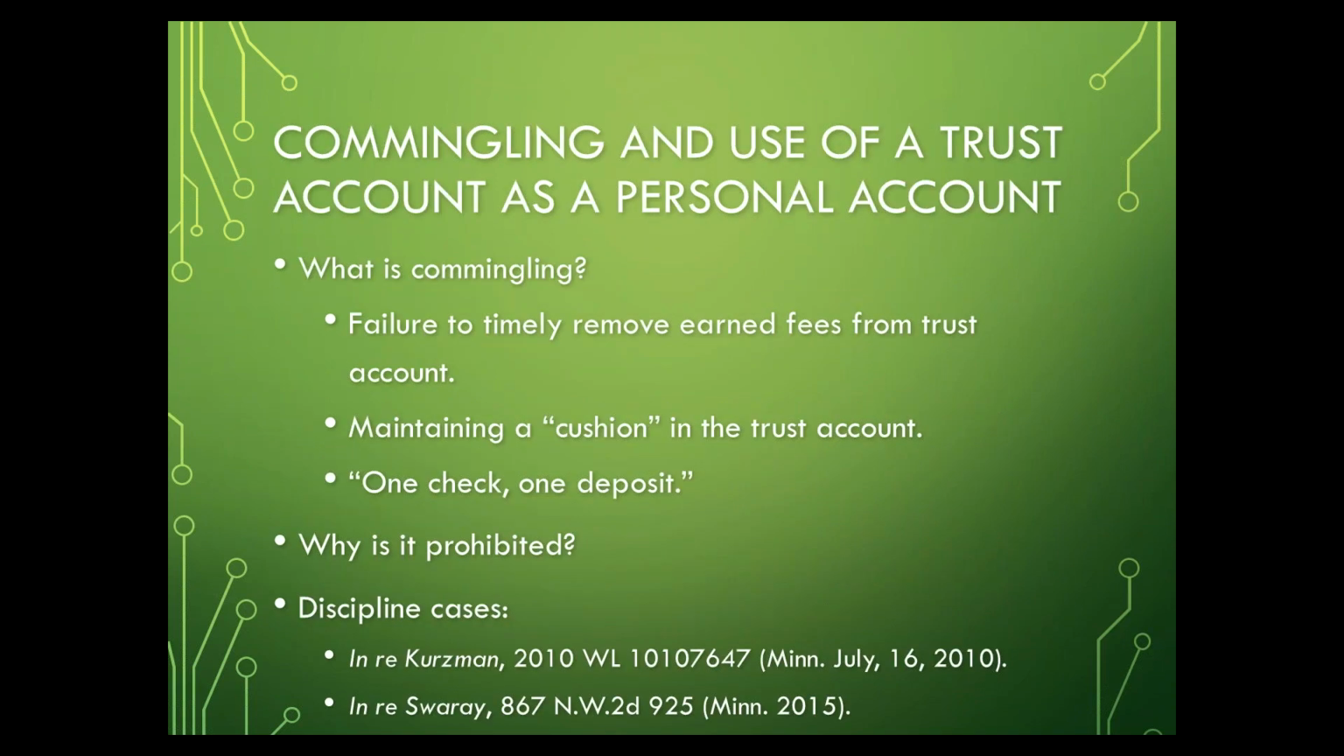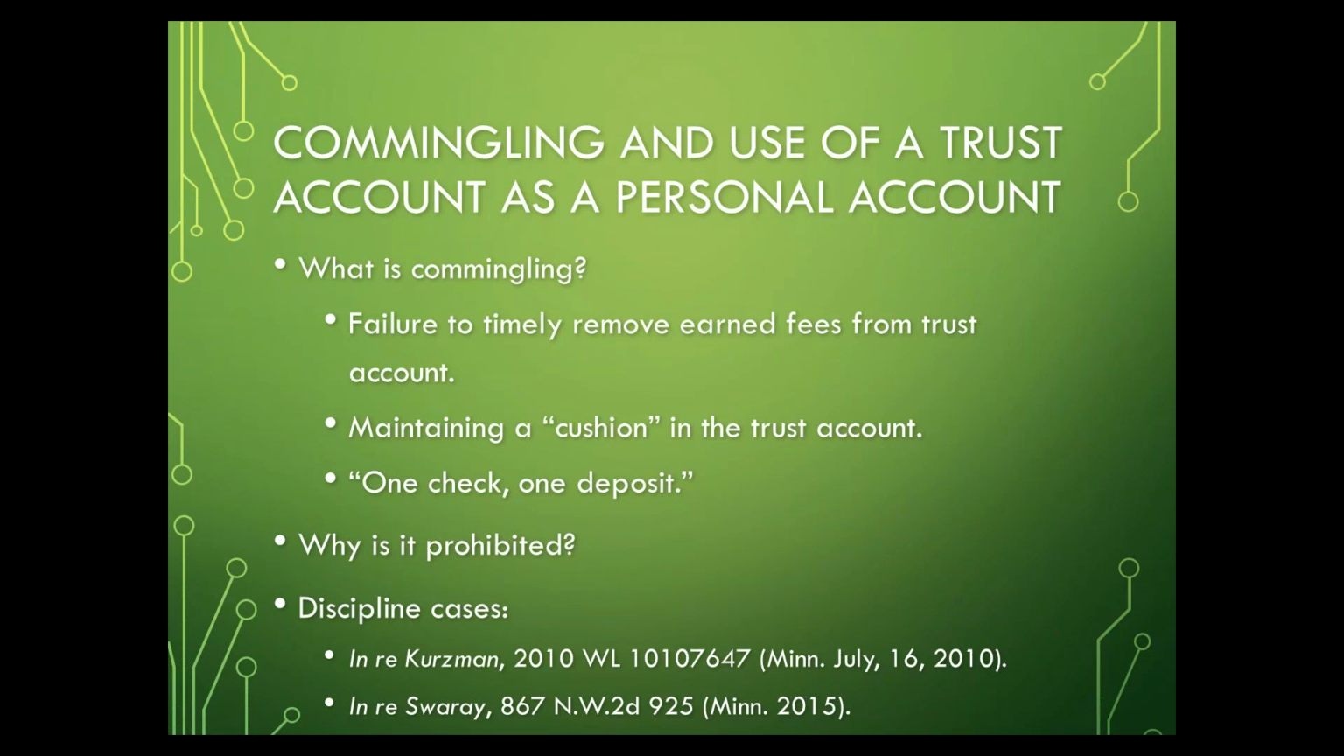Commingling is also a significant issue, and it can happen a number of ways. And it results in public discipline, and it can result in significant public discipline. One way is by having your personal funds in the trust account. The second way is by failing to remove earned fees from the trust account. The third is by having a significant cushion that exceeds more than $200 in the trust account.